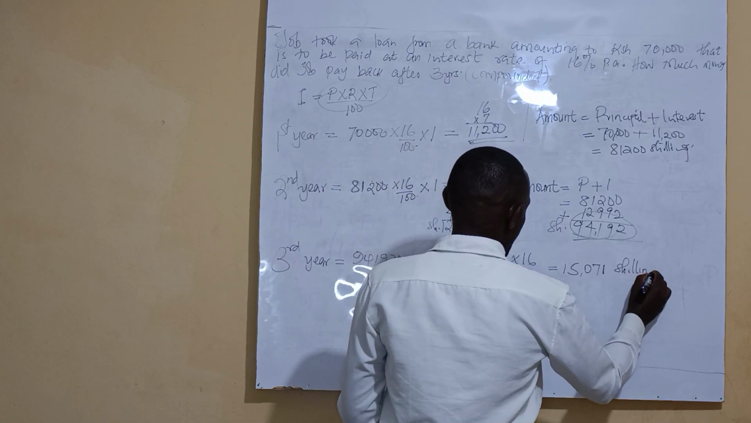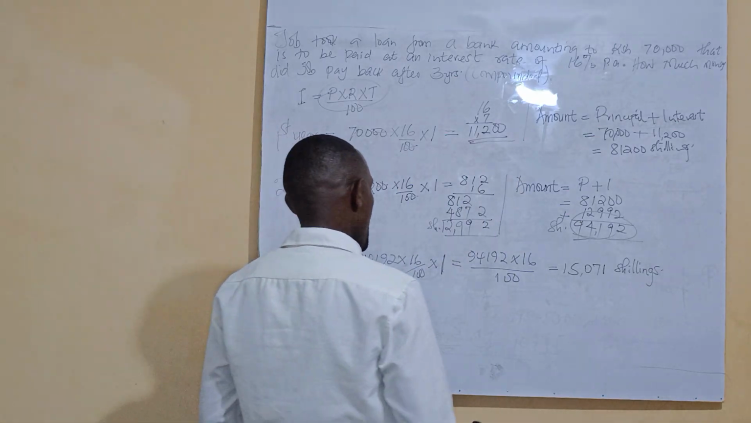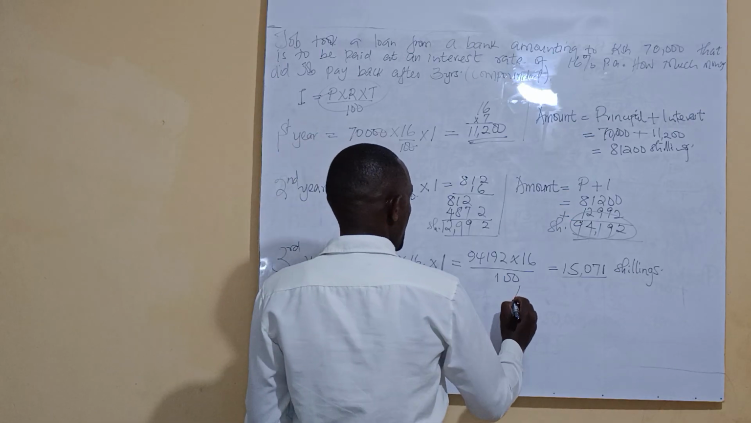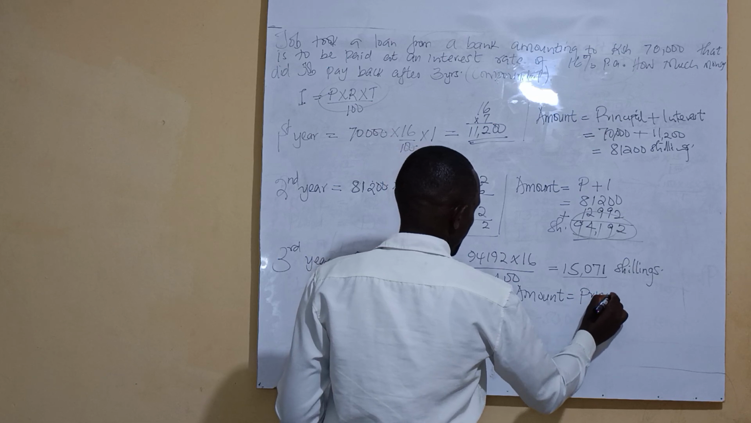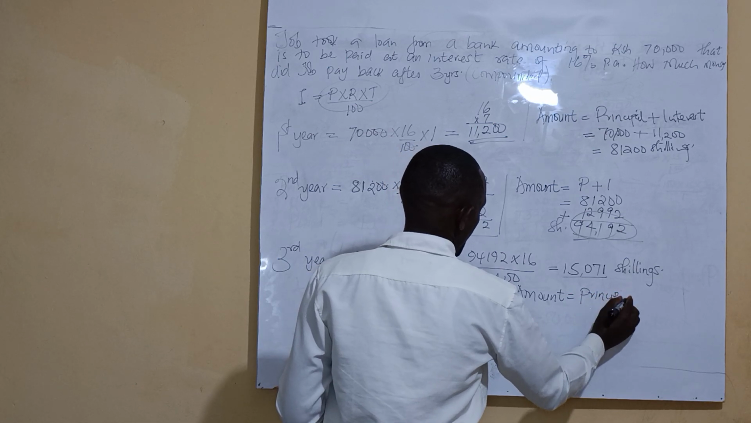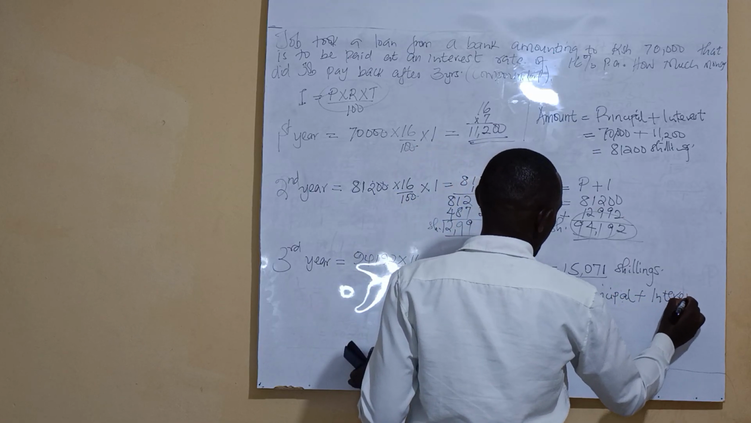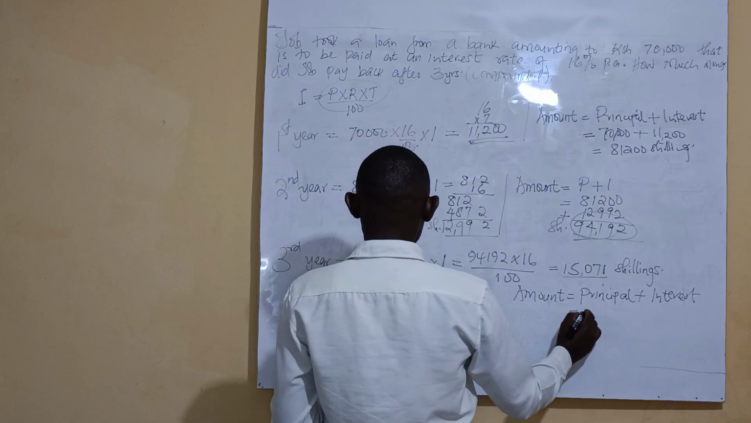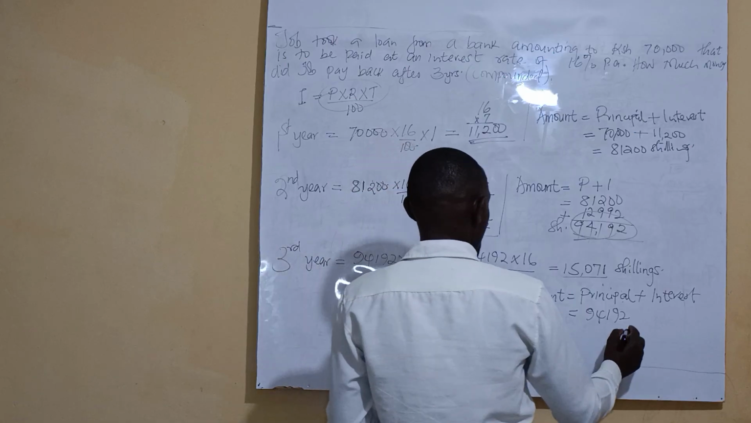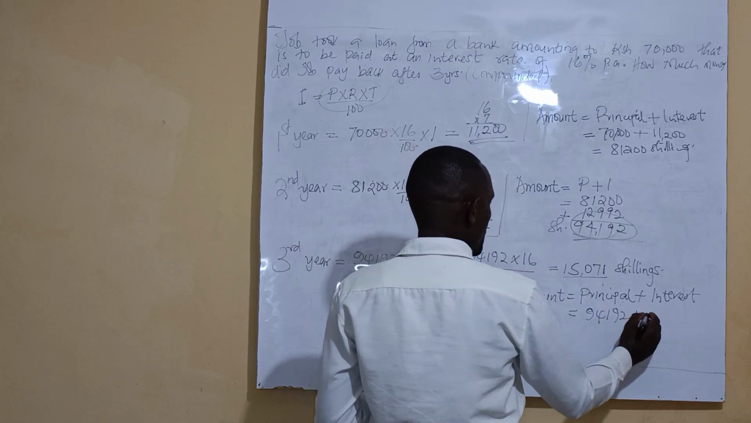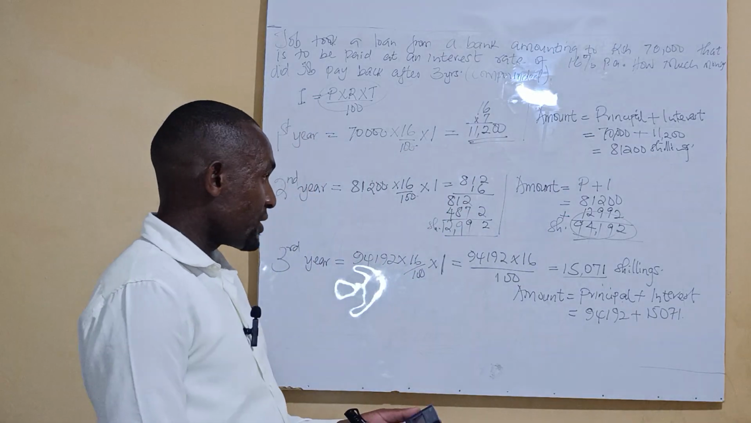So it's 15,071 shillings. So this is simply the interest. What about now the amount? Remember that the amount is equals to the principal plus the interest. Remember that my principal was 94,192. You add the interest, which is 15,071. So you can put that one together and see.